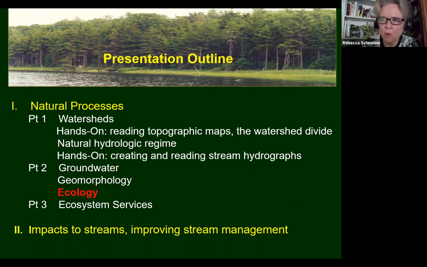I've divided it into part 1, part 2, part 3, and then section 2. In part 1, we're going to start with watersheds, the basic framing of where streams occur and how they function hydrologically. Then we're going to look at groundwater and geomorphology, and all these come together to drive the ecology. And then I'll mention something called ecosystem services that we benefit from having nice, healthy streams.